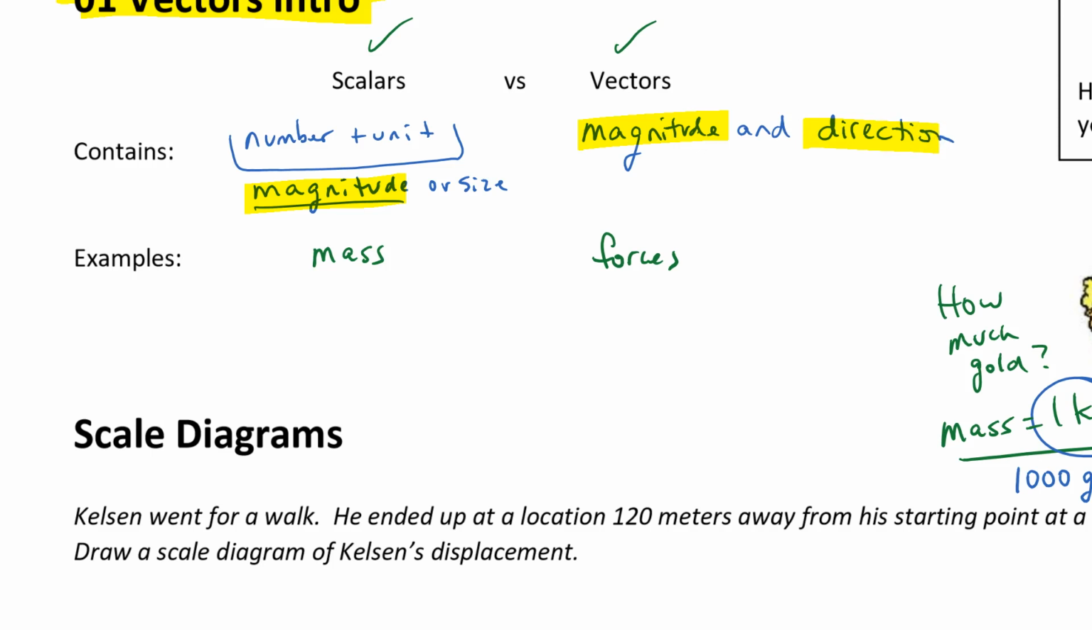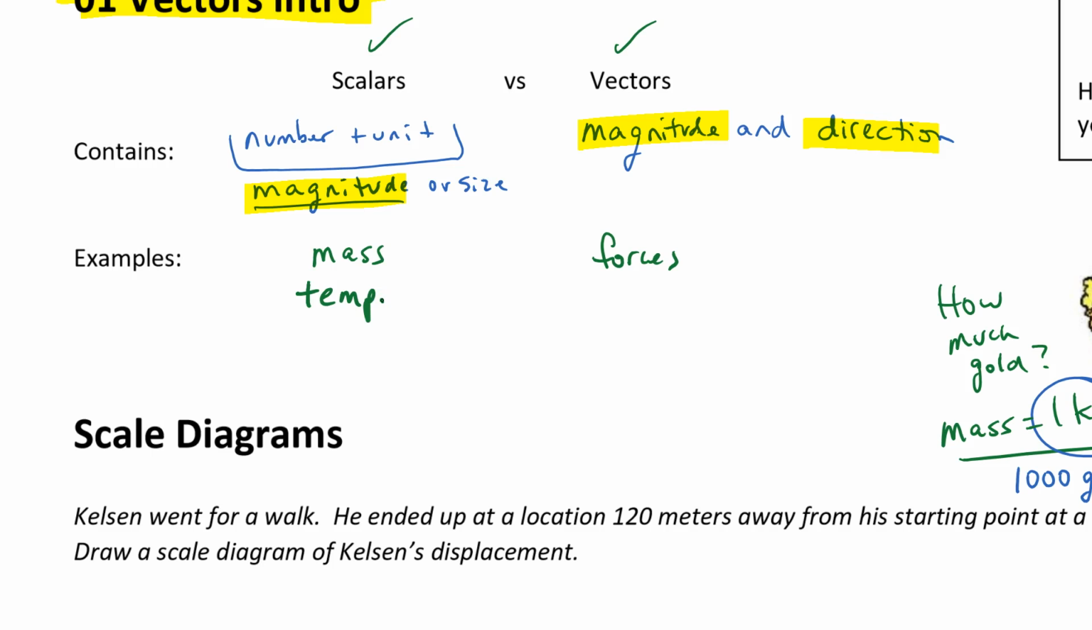I think we can probably come up with a few other examples for scalars and vectors. If I was to say, what's the temperature outside? Maybe it's 18 degrees Celsius. Is that a scalar or a vector? Can we have 18 degrees up or down or left or right? Not really. So a temperature would be another example of a scalar.